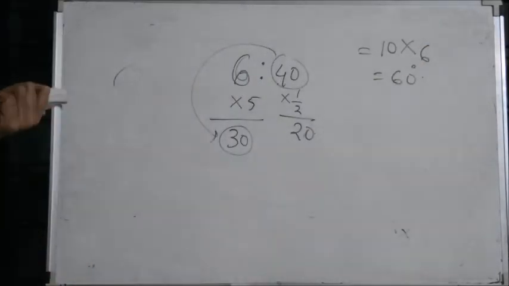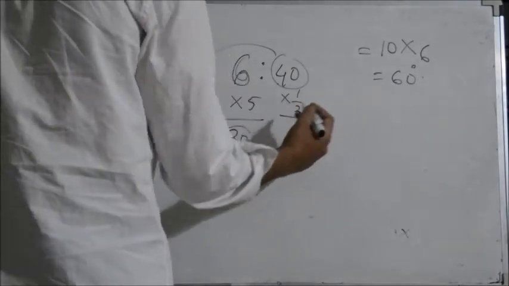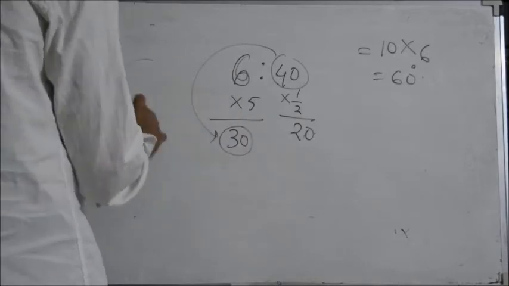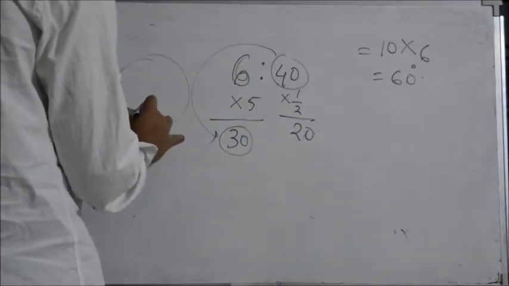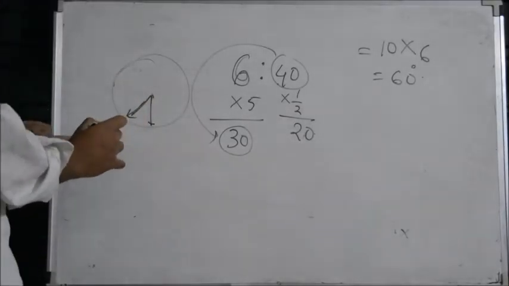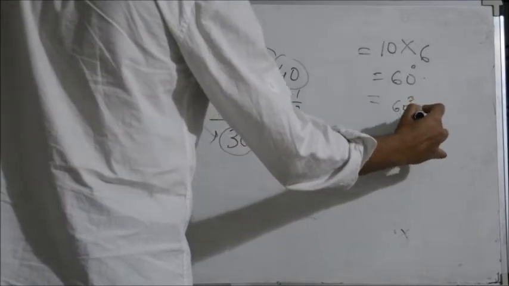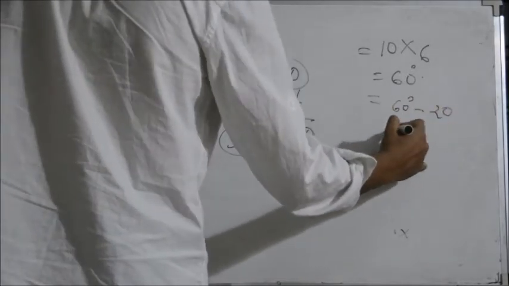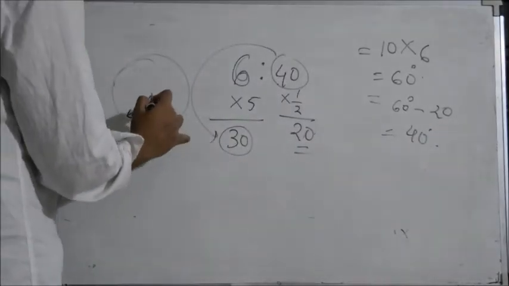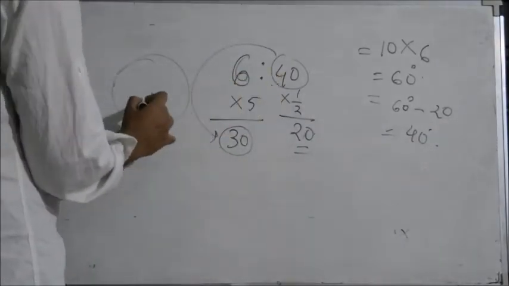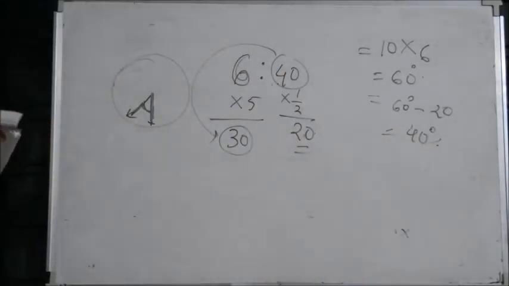Fine. Now, what is the next step? We are checking whether this is overtaken or not overtaken. 640 means somewhere here, so it is overtaken. When it is overtaken, what are we doing? We are subtracting. Therefore 60 degree minus this 20 is equal to 40 degree. Therefore when it is 6 past 40, the angle between the hour hand and the minute hand is 40 degree. Fine, that's it.